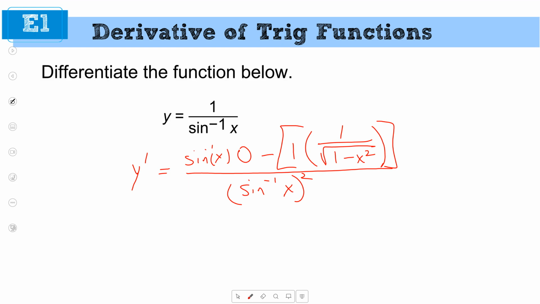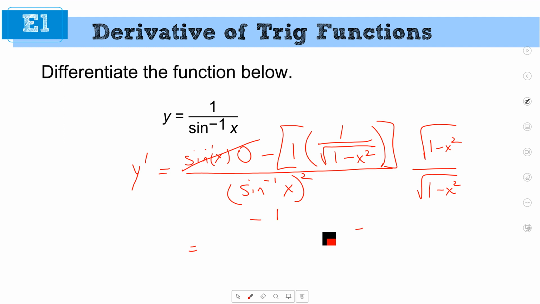Clean that up a little bit. Whoops, I forgot that. That goes away. Eventually this will be bad. For now, I don't care. But eventually, we're going to have to get rid of that fraction within a fraction. Depending on how you like to get rid of fractions within fractions, I like to multiply by the denominator. And this would become negative 1 over the square root of 1 minus x squared times the inverse sine of x squared.